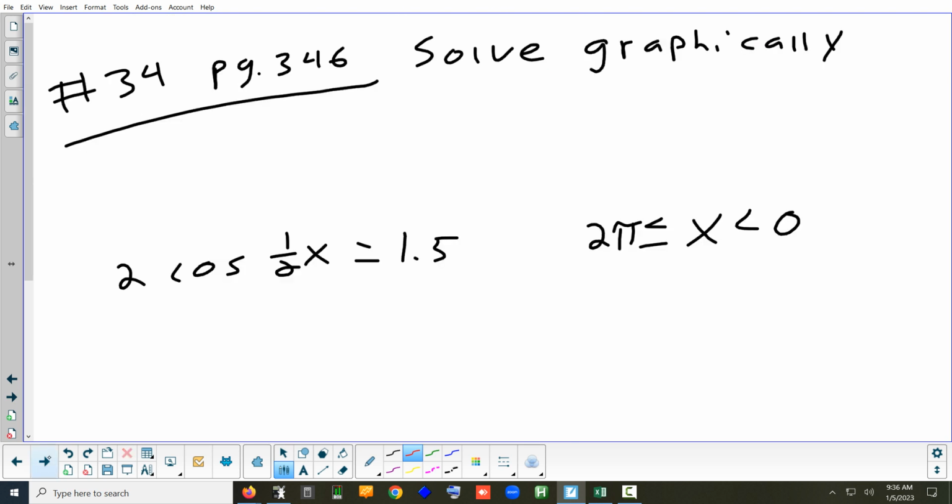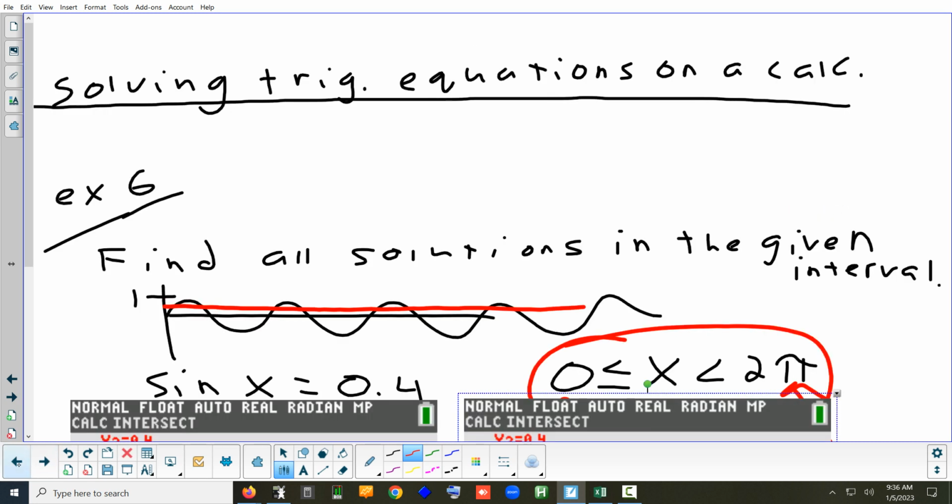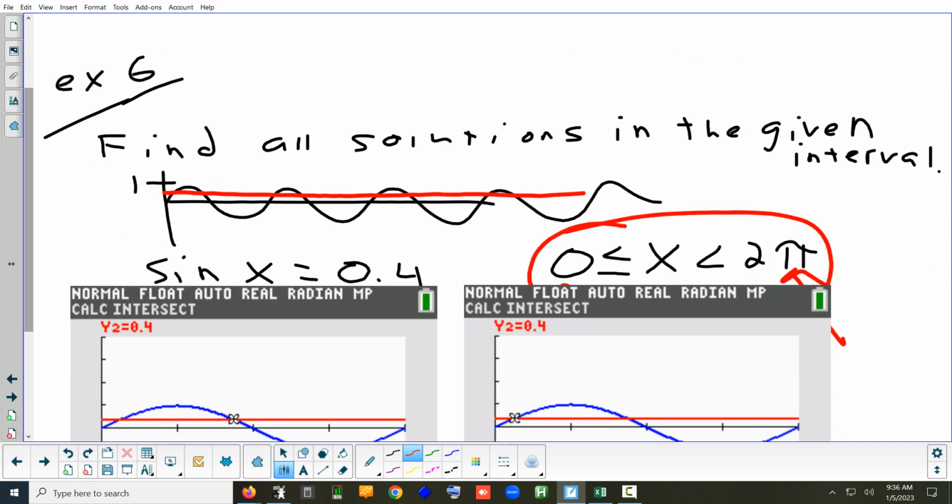Right, let's try this one. Except that's impossible. Between 0 and 2 pi. Now, if you notice the way I write the 0 and the 2 pi, one of them has an equal to, and the other one doesn't. Because think about this in degrees. That's 0 to 360.